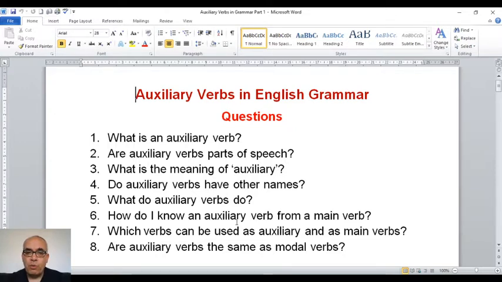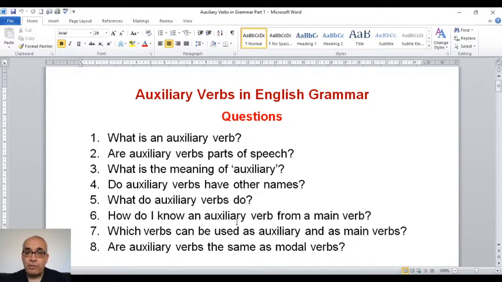Question 1. What is an auxiliary verb? Question 2. Are auxiliary verbs parts of speech? Question 3. What is the meaning of auxiliary? Question 4. Do auxiliary verbs have other names?